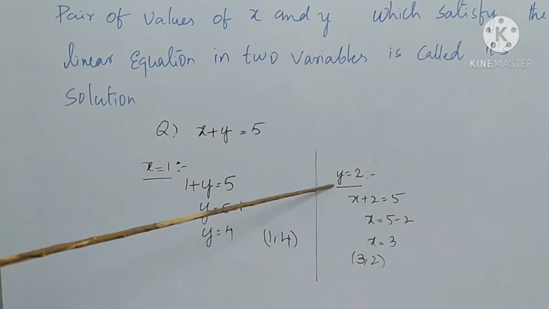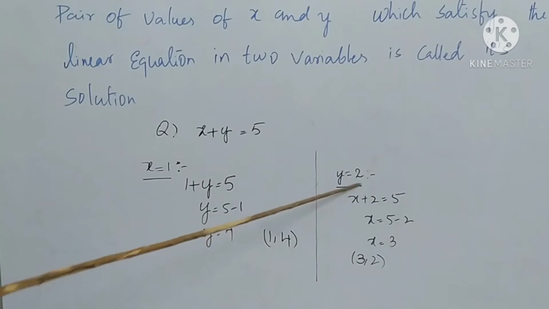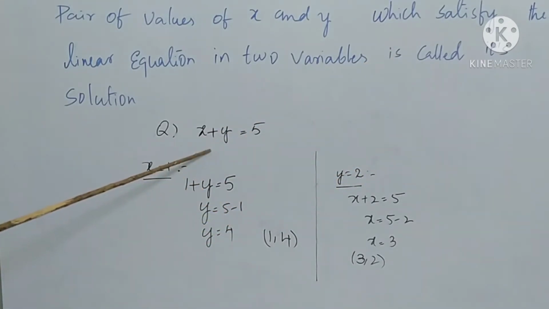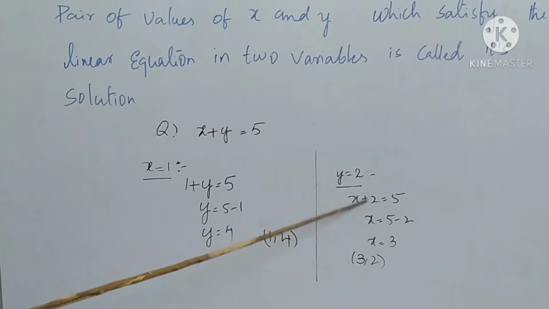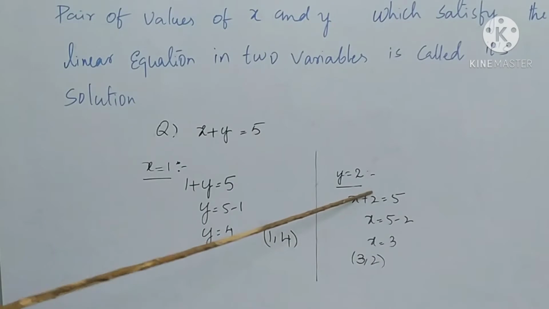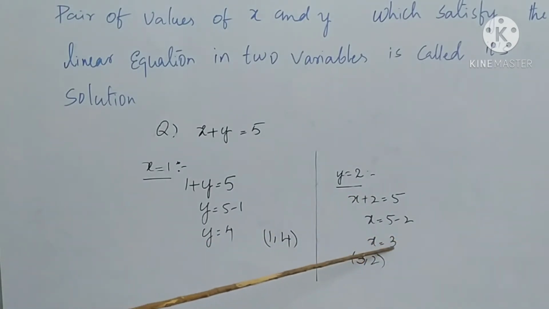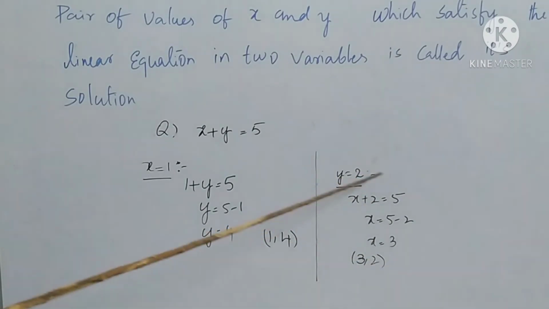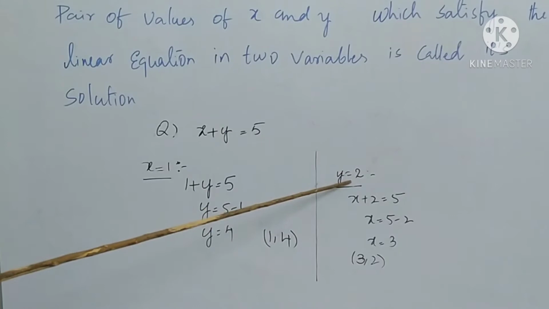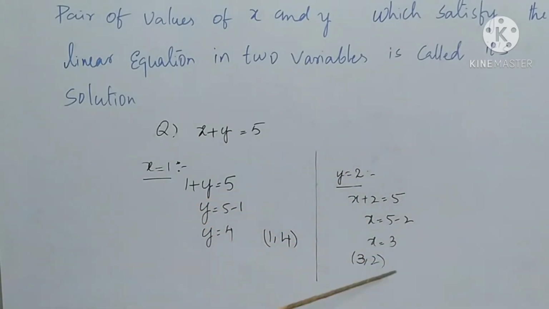Next, I take y is equals to 2. Substitute this value instead of y in the given equation. So the equation becomes x plus 2 is equals to 5. X is equals to, transpose this 2, so 5 minus 2, x is equals to 3. So when y is equals to 2, the value of x is 3. Substitute these values in the given equation. This satisfies the given equation. So these are the solutions of a given linear equation in two variables.